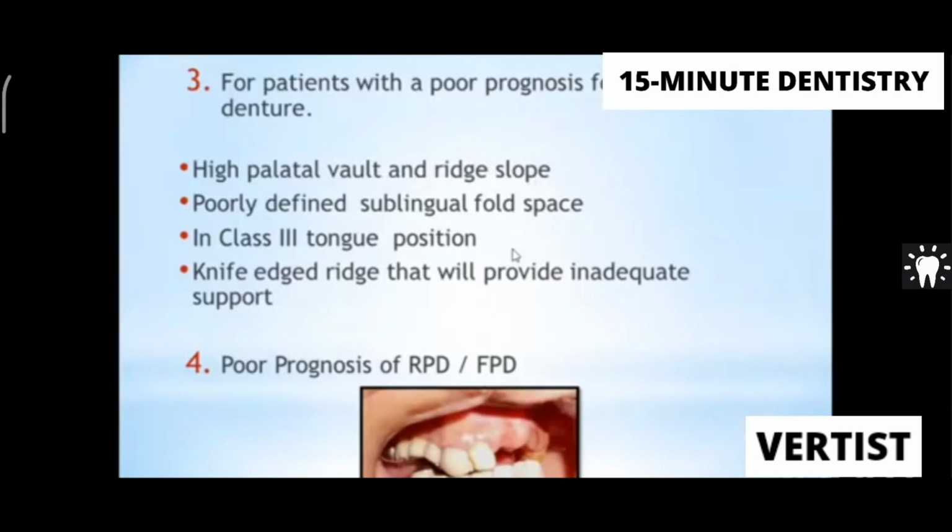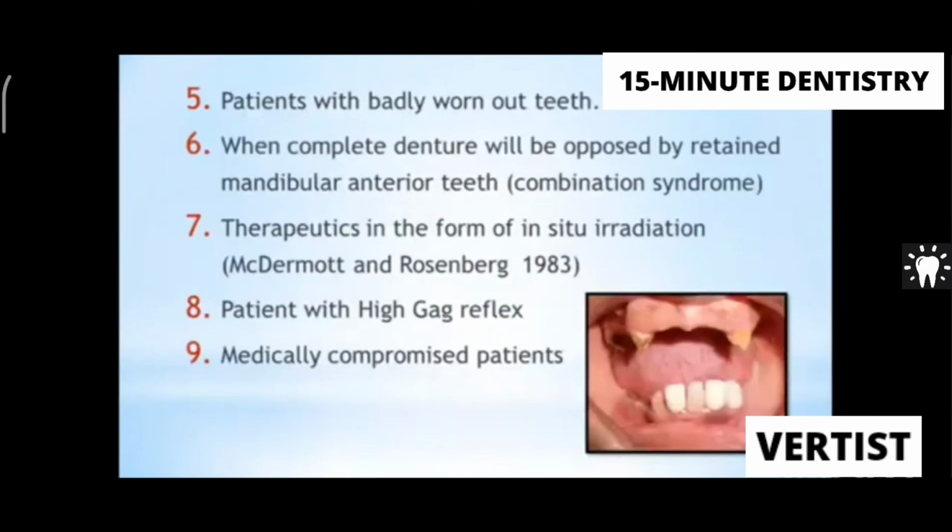Poorly defined sublingual fold space, class 3 tongue position, knife edge ridges, right? Sometimes you realize, like in this case, that the prognosis of the FPD or RPD will be very poor, and you can preserve a few of the teeth, then you can go ahead with the overdentures. Patients with badly worn out teeth, when the complete denture will be opposed by retained mandibular anteriors, like this typical case, you will come to know about these cases later on also in single complete denture.